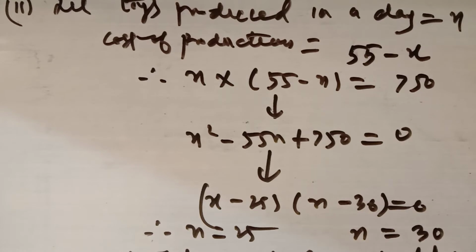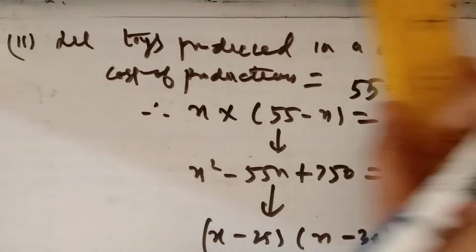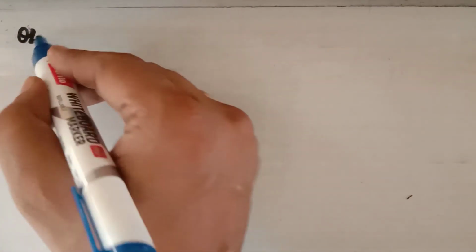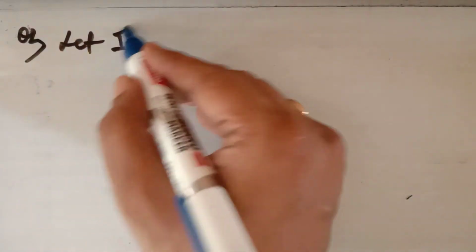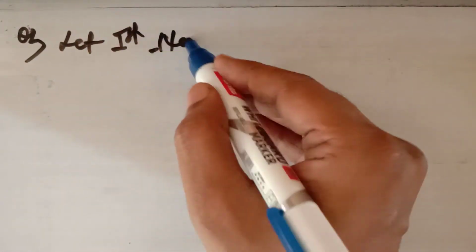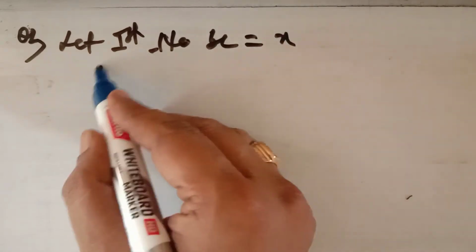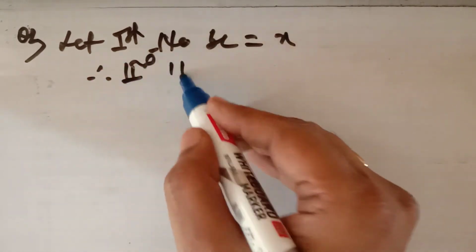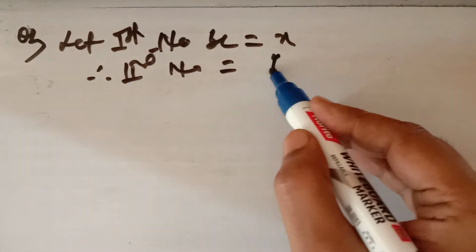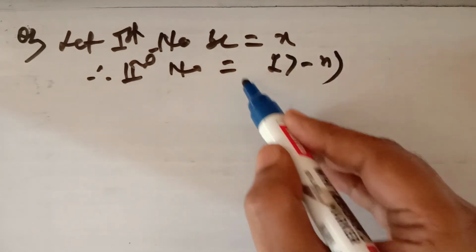Find the numbers whose sum is 27 and product is 182. Now the numbers whose sum is given. So if the sum of two numbers is given, you can let the first number be X. Therefore the second number will be, because the sum is 27, 27 minus X.